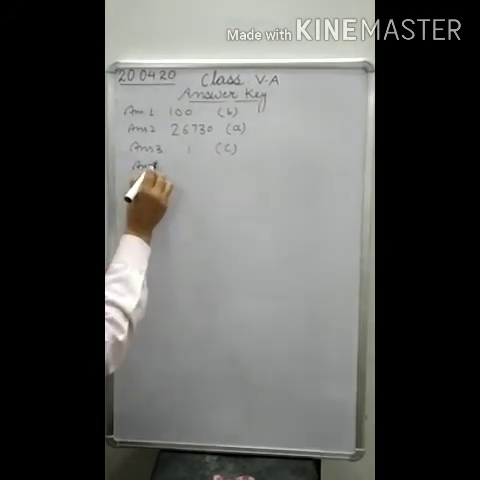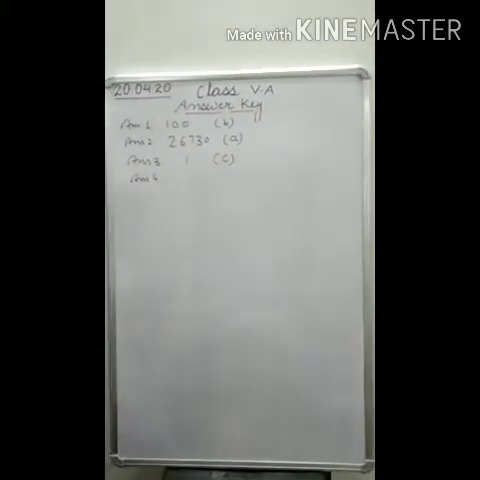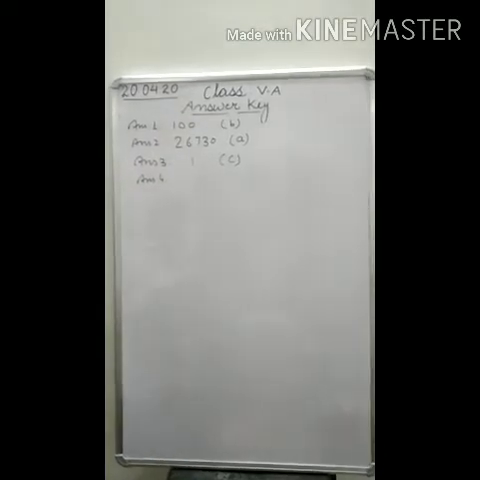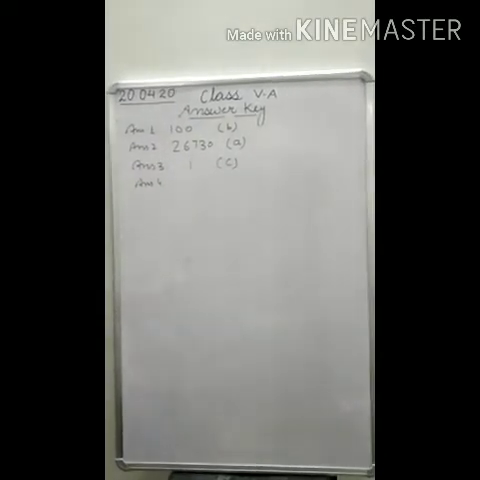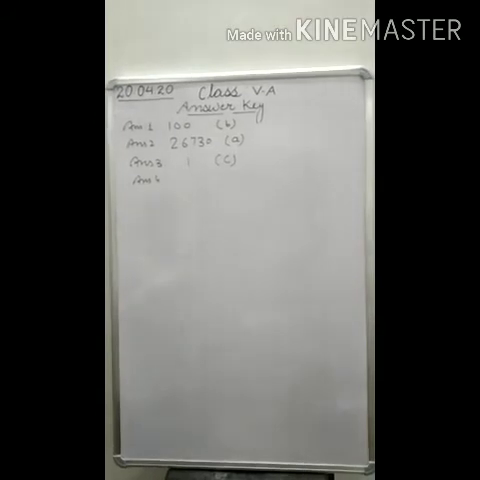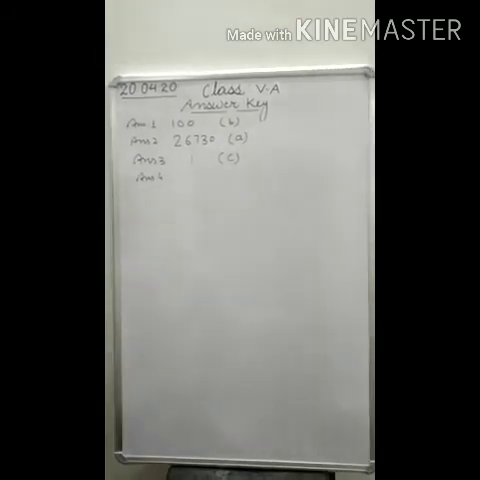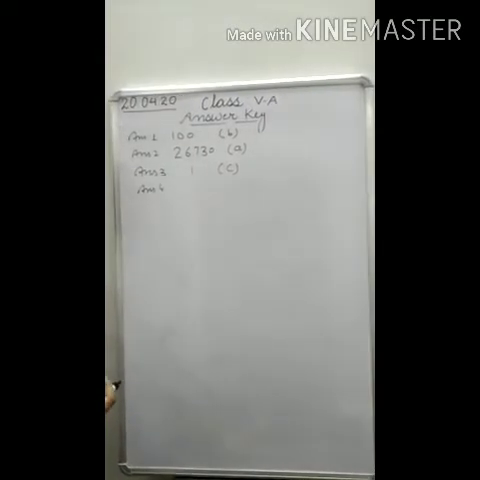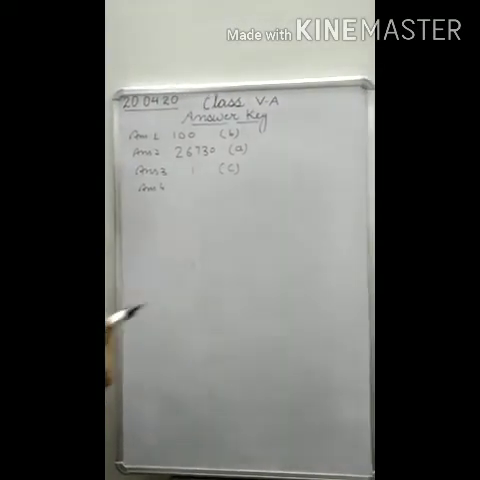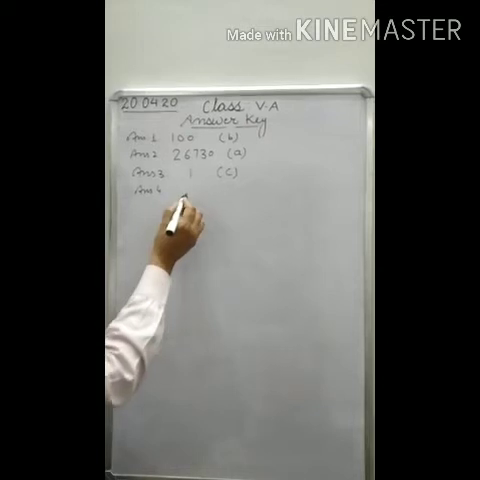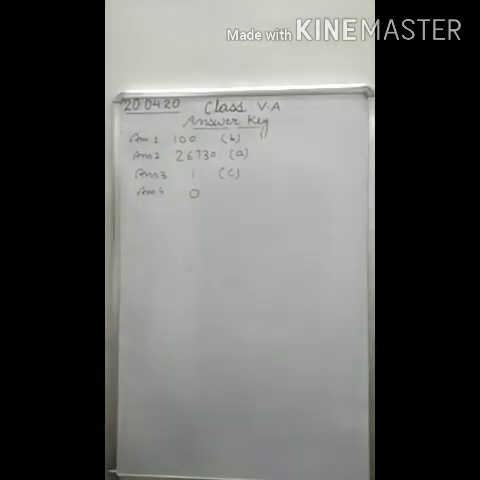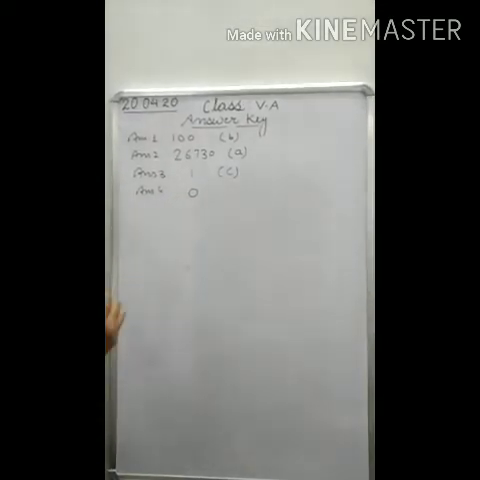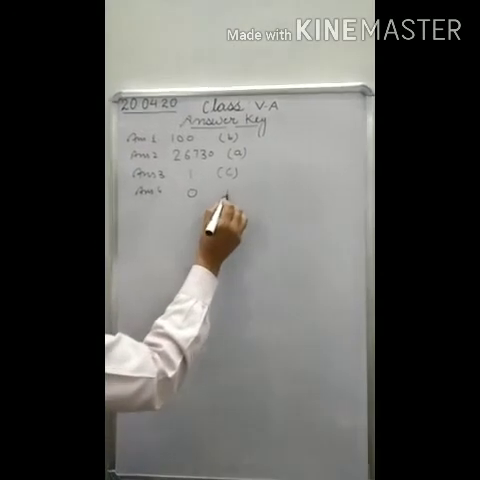Now come to answer number 4. Students, in this question you have been given: when 0 is divided by any number, the quotient is dash. You know it very well that if 0 is divided by any number, the quotient will always be 0. So the answer of this question will be 0 and the option will be B.